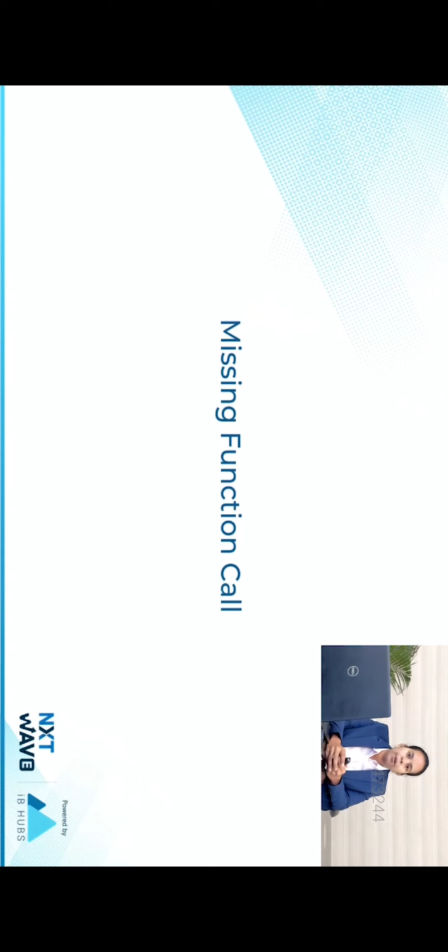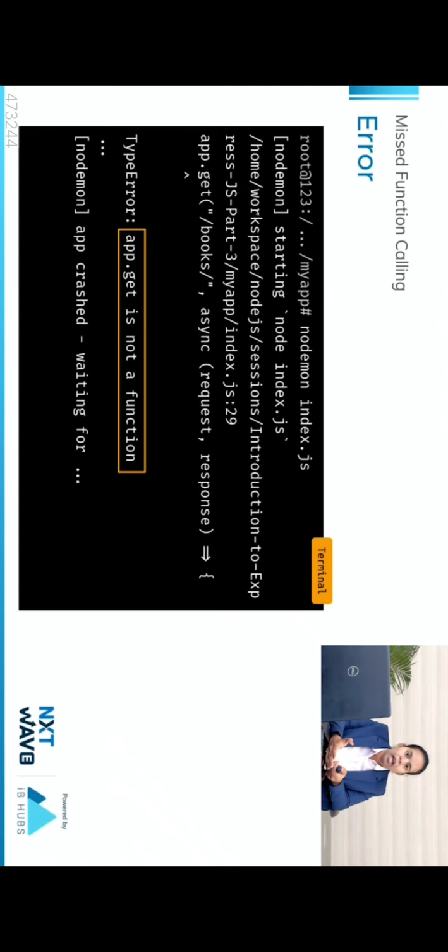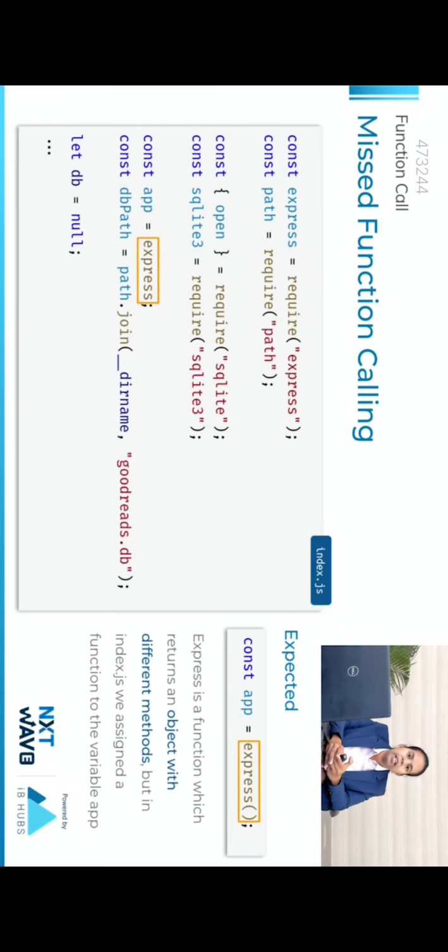Another possible mistake is missing the function call. When you're using express and want to create a server instance, you call express(). If you miss the function call, you will get an error saying app.get is not a function. Basically, we first have to create an instance, so we have to call the express function. Here we have missed the parentheses, the function call. So we are assigning express to a variable, we are not calling the function. When we call the express function, it will return an object which will contain various methods.